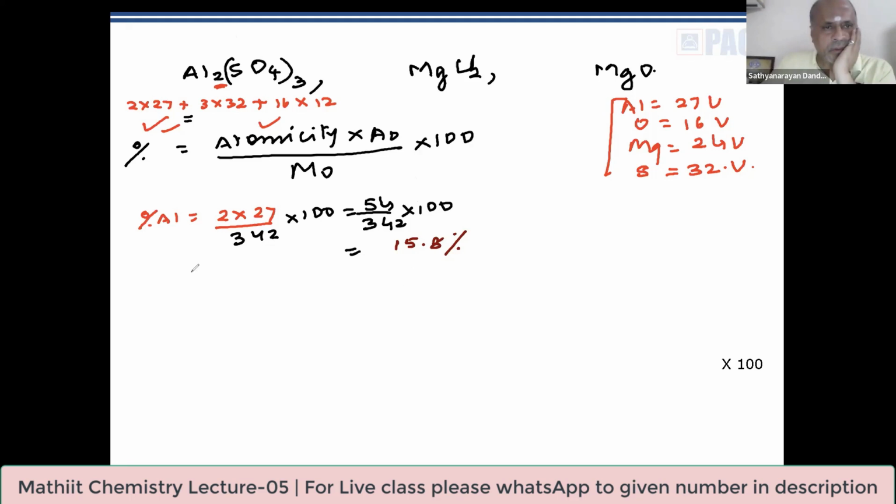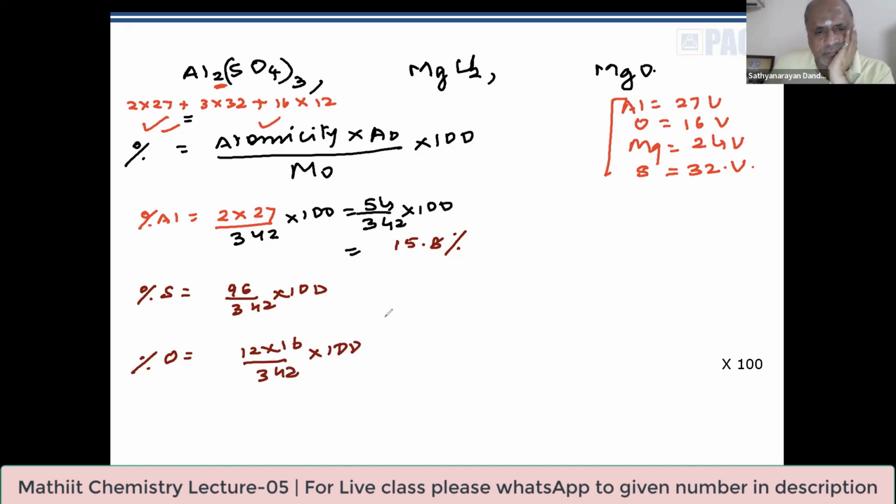So now, percentage of sulfur, 96 by 342 into 100. Percentage oxygen, 12 into 16 divided by 342 into 100. Answer. So here, sulfur is 20.07. Sulfur. Right?